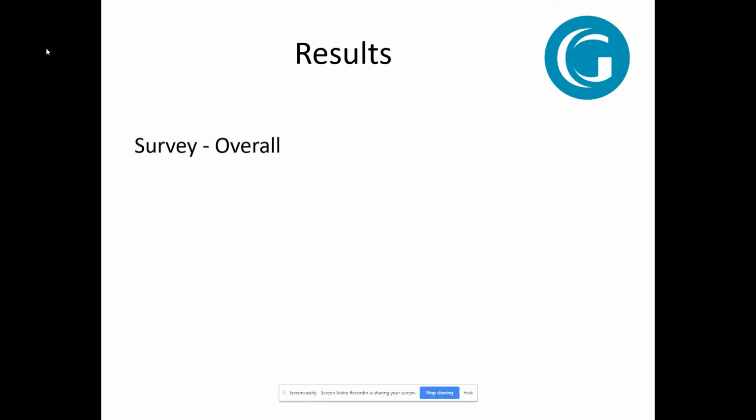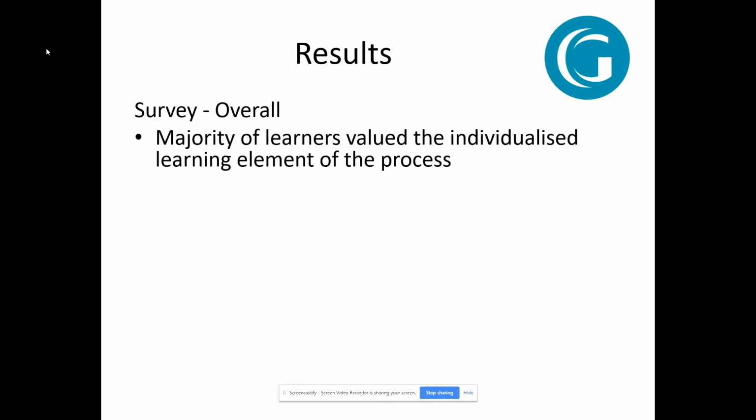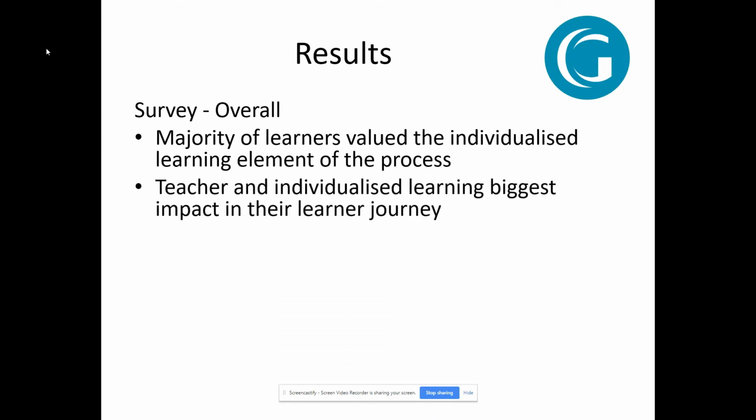So overall, the survey has told us that the majority of learners valued their individual learning process. That the teacher and individualised learning has had the biggest impact in their learner journey. And by the teacher element, we're meaning that whole teacher-student relationship and giving them that freedom and that autonomy to make that individualised learning more, is creating that better student-teacher relationship from when they were at school and treating them a bit more like an adult, I guess.